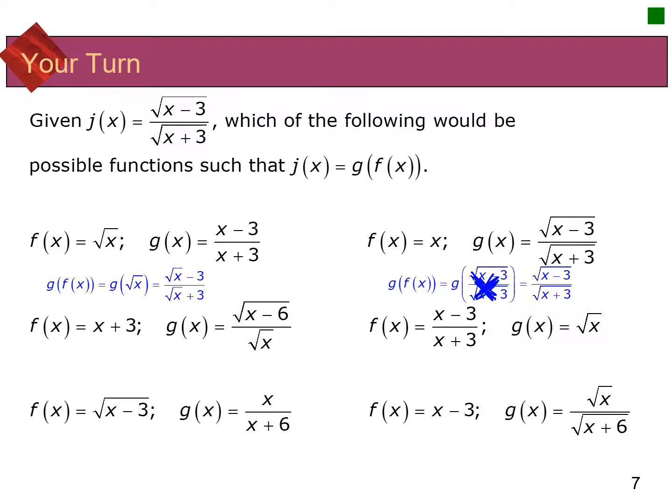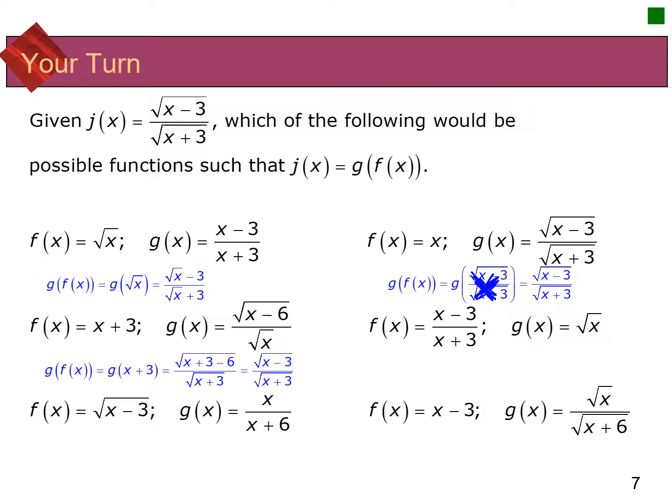For the next option, f of x equals x plus 3, and g of x equals the square root of x minus 6 over the square root of x. If I replace f of x with x plus 3 and then go into g of x and replace all the x's with that x plus 3, I end up with x plus 3 minus 6 on top underneath the square root, and the square root of x plus 3 on the bottom, which ends up being the square root of x minus 3 over the square root of x plus 3. So that's the same thing.